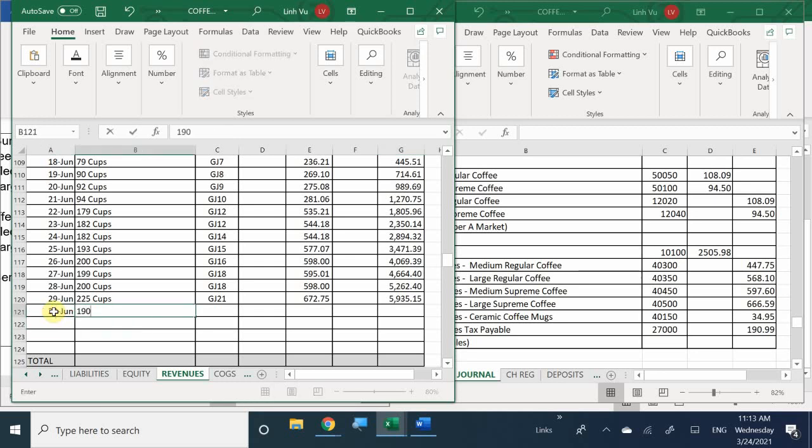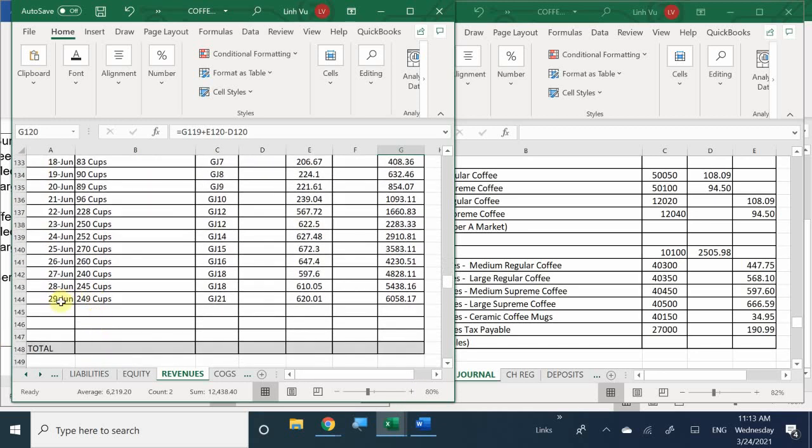Okay. How many cups of the large regular coffee did we sell? 190 cups. Okay. General Journal number 21 for the amount of 568.10. So what is my total ending balance here? 1,090.21. Good.